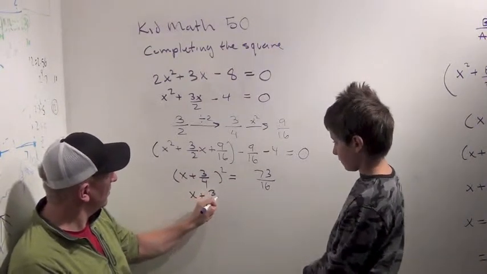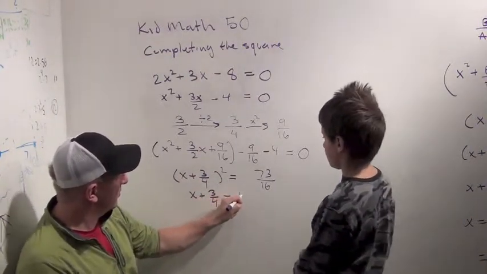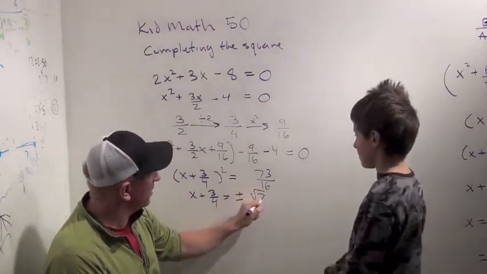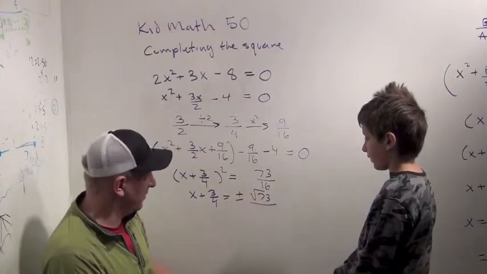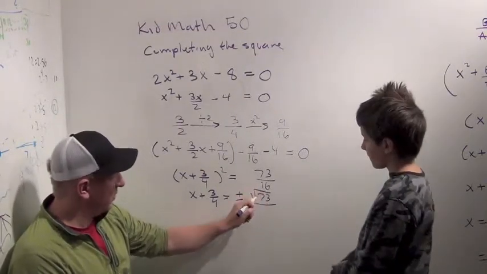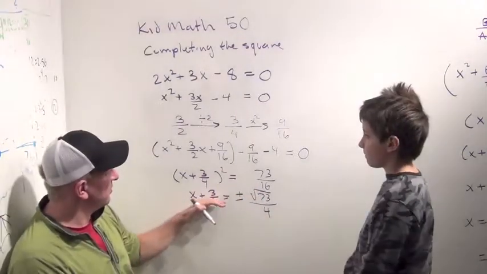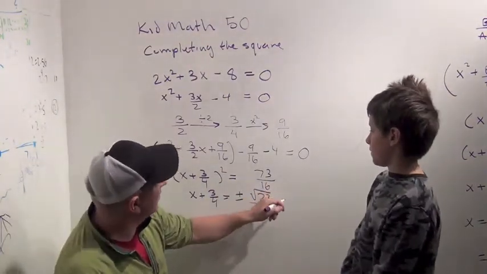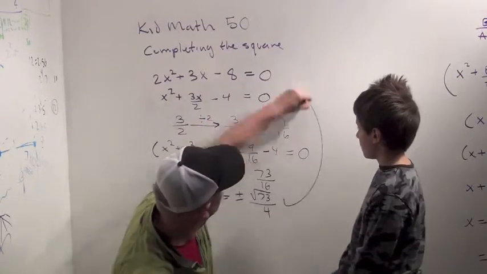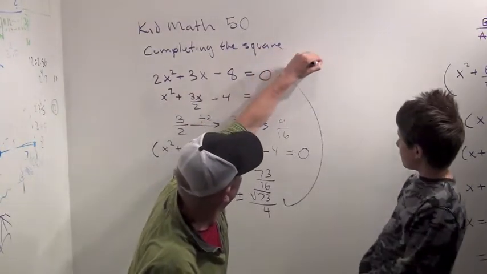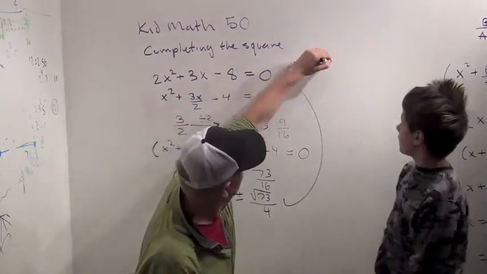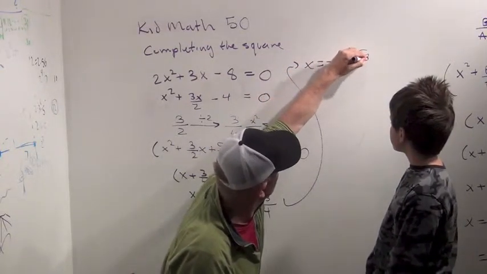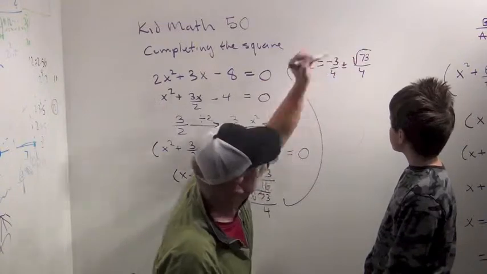X plus 3/4 equals plus or minus. We always remember the plus or minus. Square root of 73 on the top. On the bottom is what? It's just 4. Square root of 16 is 4. So x plus 3/4 equals plus or minus the square root of 73 over 4. And therefore, x equals negative 3/4 plus or minus the square root of 73 all over 4.